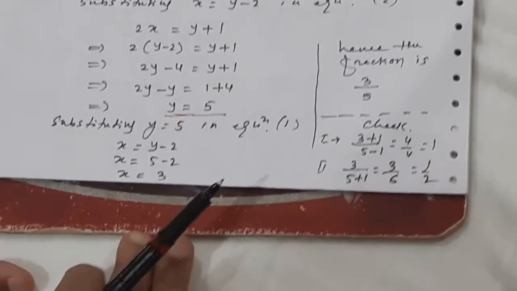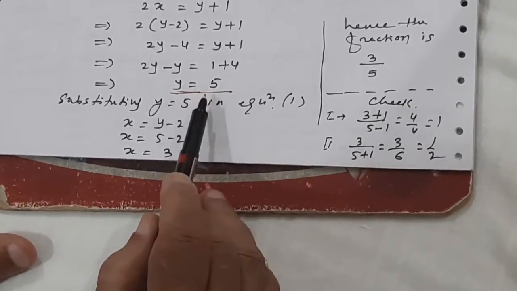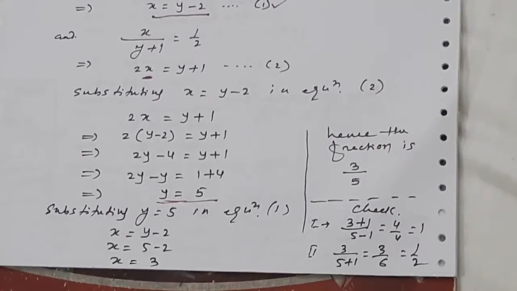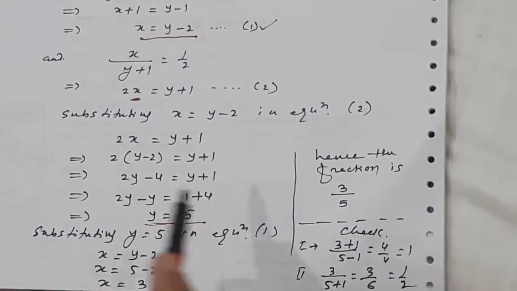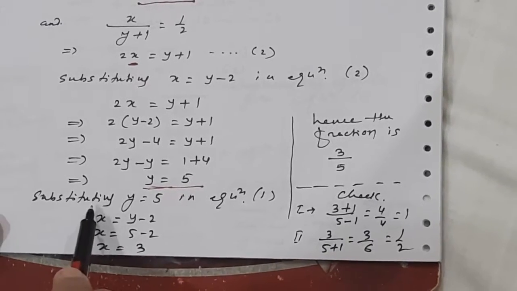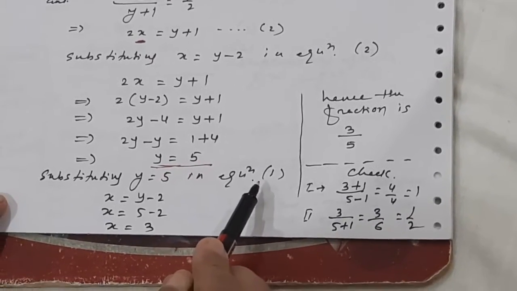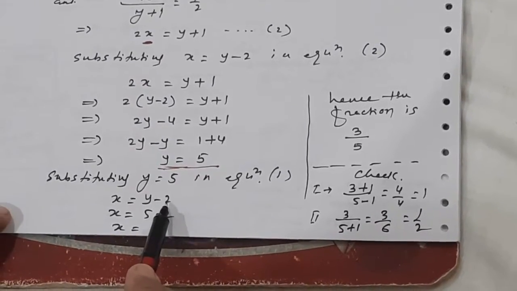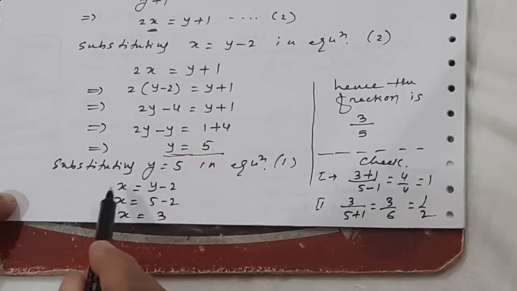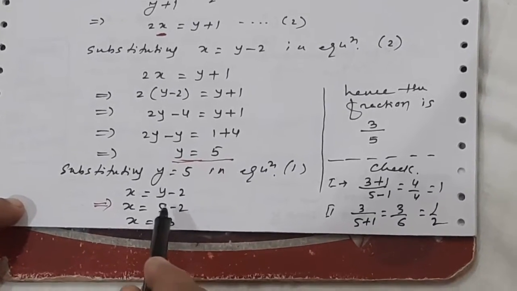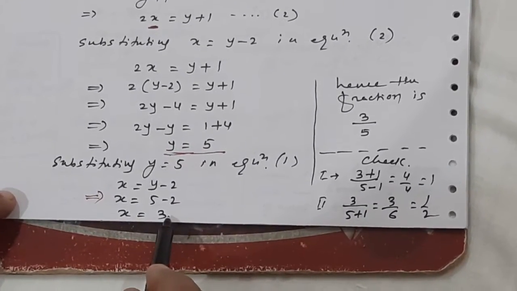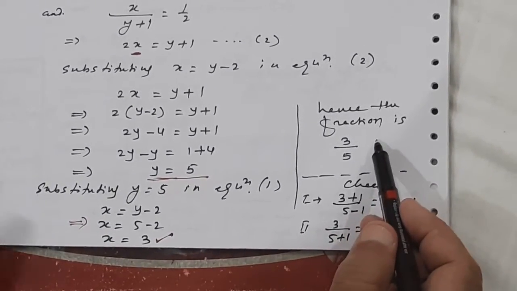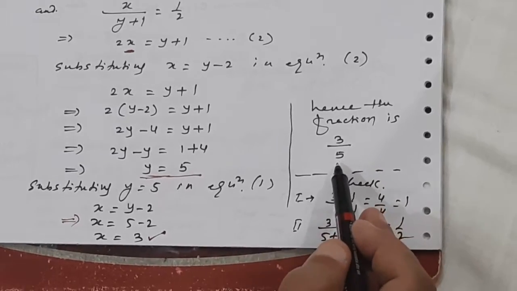Now we have to obtain the value of x. Now y value will be substituting. We will substitute in first equation. Let us take the equation 1. So substituting y is equal to 5 in equation 1. Take the equation x is equal to y minus 2, that is the equation 1. Substitute the value of y, that is 5. 5 minus 2, x is equal to 3. So hence the fraction is the answer. Fraction is 3 upon 5.